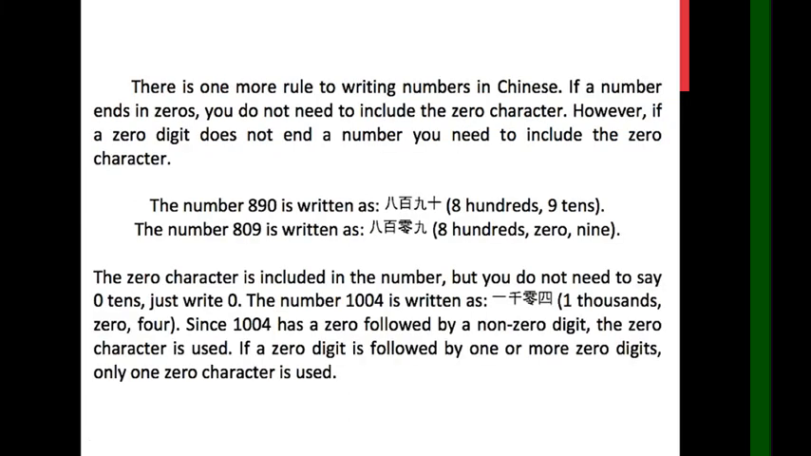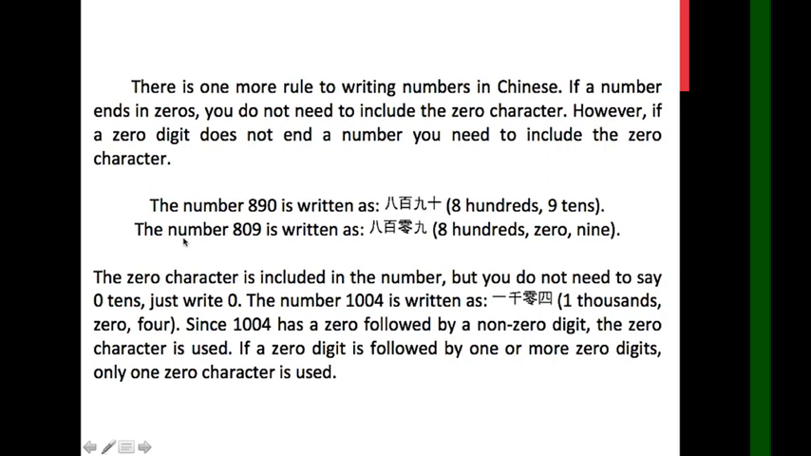There is one more rule to writing numbers in Chinese. If a number ends in zeros, you do not need to include the zero character. However, if the 0 digit does not end a number, you need to include the zero character. The number 890, for instance, nasa dulo ang kanyang 0 character, so you don't need to write the 0. So we have 8 hundreds and 9 tens. Pwede mo siyang isulat na ganun lang.